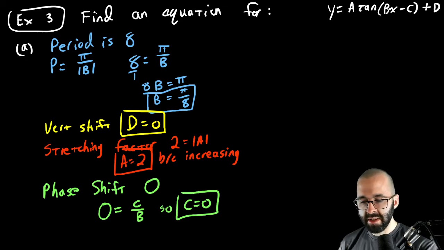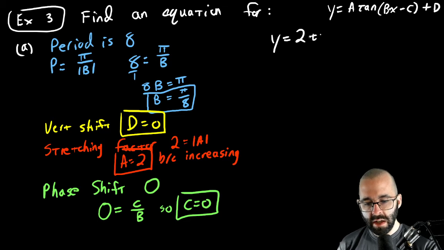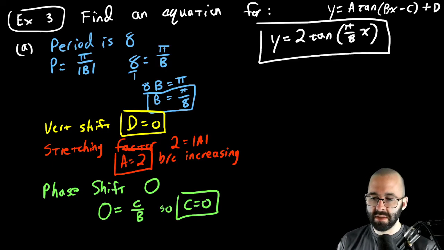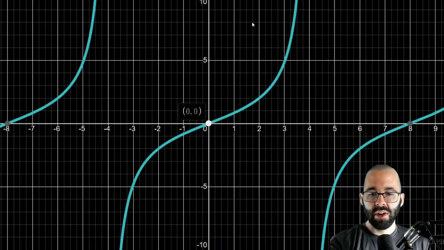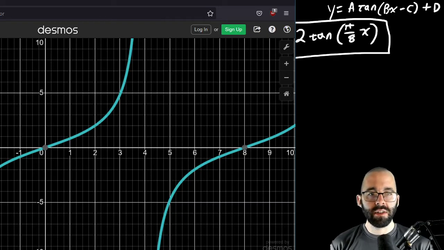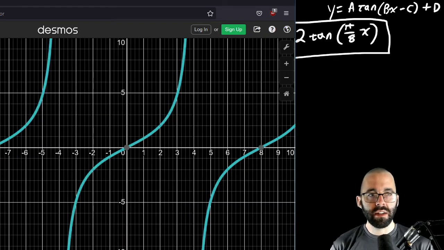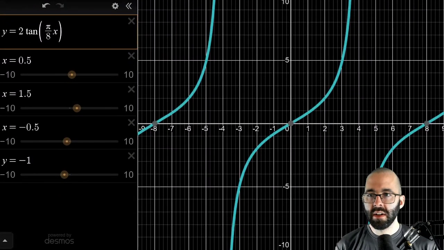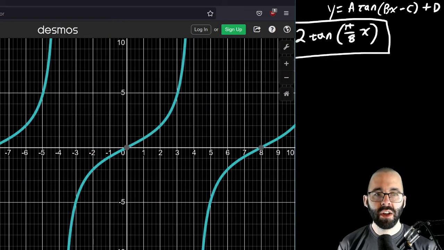So let's plug this all in and see whether we got the right answer. Y equals A, which is 2, times the tangent of B, which is pi over 8, times x minus C, which is 0, plus D, which is 0. This should be the graph that I graphed for all of you. And it turns out, as I unveil it, that it is.